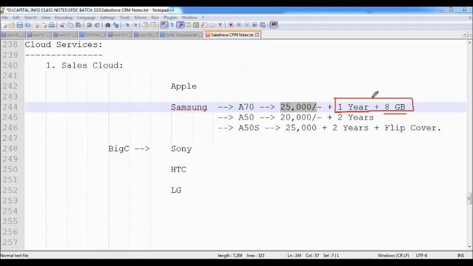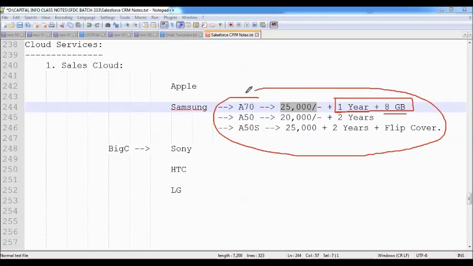So in this case, whatever the various processes we are following upon selling out the products to the various customers, to automate all these processes, we are using the Sales Cloud features. Sales Cloud provides a collection of features through which we can automate all the processes which we are following inside our organization.